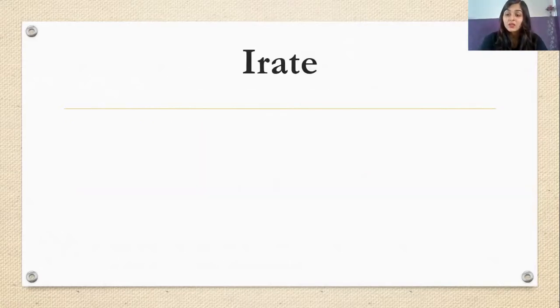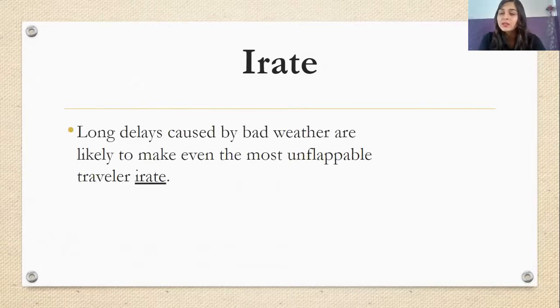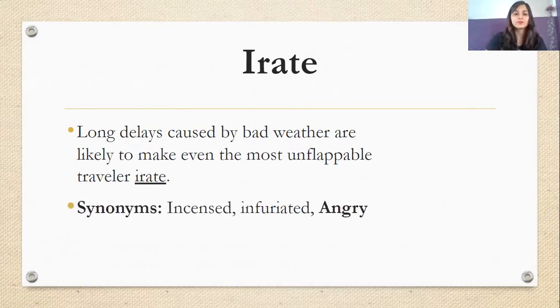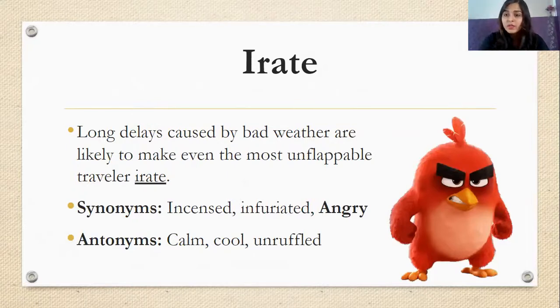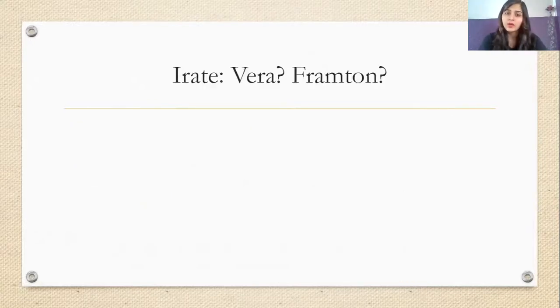Now, what do you mean by irate? Irate is simply known as irritated. Irritated due to what? Long delays caused by bad weather, right? If you have to wait for a long time due to some bad weather, or you're waiting in the car and there's snowfall outside, so you cannot go ahead where you want to go, you're in a hurry. If you have to wait for a long time, even the most calm person can get irritated, which is known as irate. The synonyms are frustrated, angry, and the antonyms are to stay cool and calm. That is the opposite. So here you can see the meaning of irate. There's an angry bird, because the synonym of irate is angry. Now here, who was irritated? Framton or Vera? Who was actually very angry?